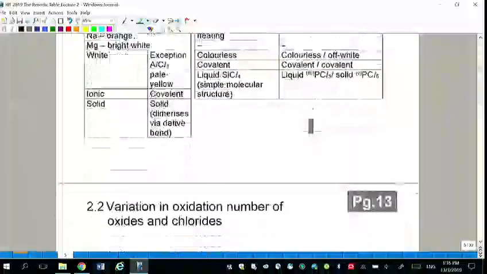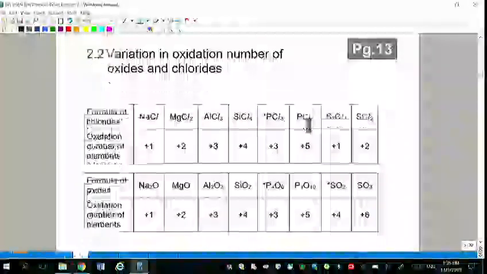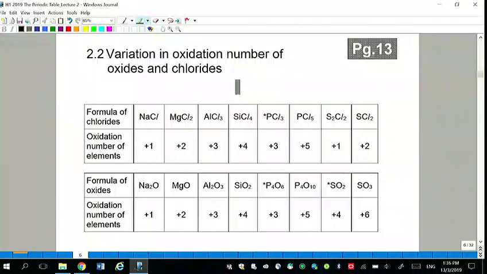Now, today we'll start off with discussing the variation in oxidation number for the period 3 oxides and chlorides on page 13. Just by looking at this table, you can see that the chlorides and the oxides formed by period 3 elements all actually have positive oxidation numbers. Then you need to start to recall atomic structure. Why is it that they have positive oxidation numbers?